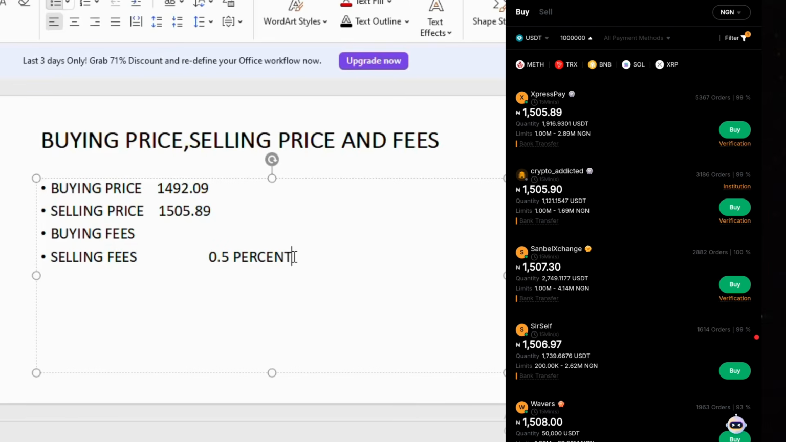Okay, so I'm going to remove the 0.5% over here. For the buying fees, the highest fee for buying is 0.5%. I love using the highest fees so that you'll not be taken by surprise. They cannot charge you above 0.5%, except the exchange changes their rules in the future, but for now 0.5%. Selling fees is 0%. No, you're not charged for selling.